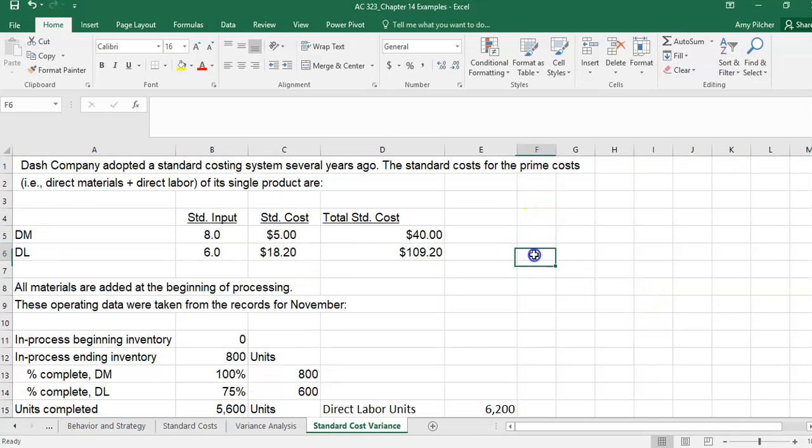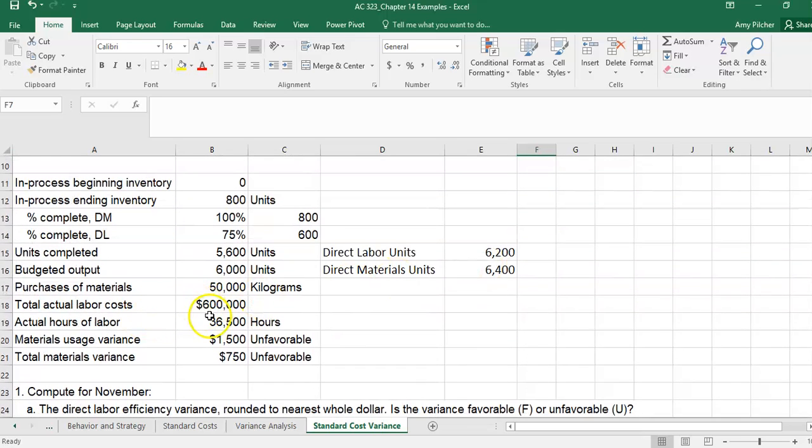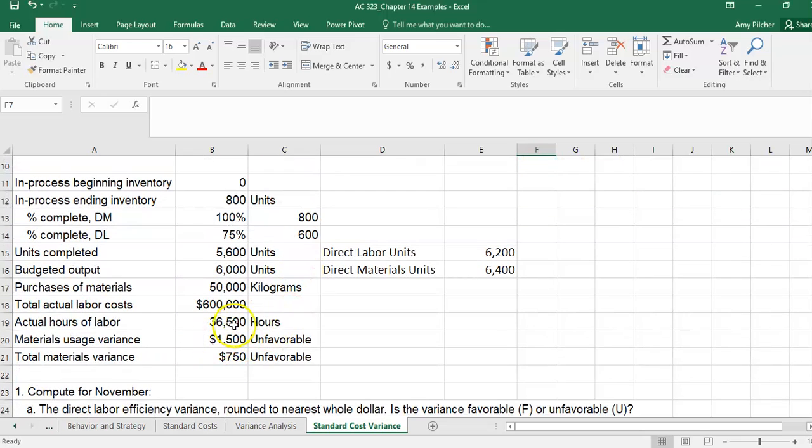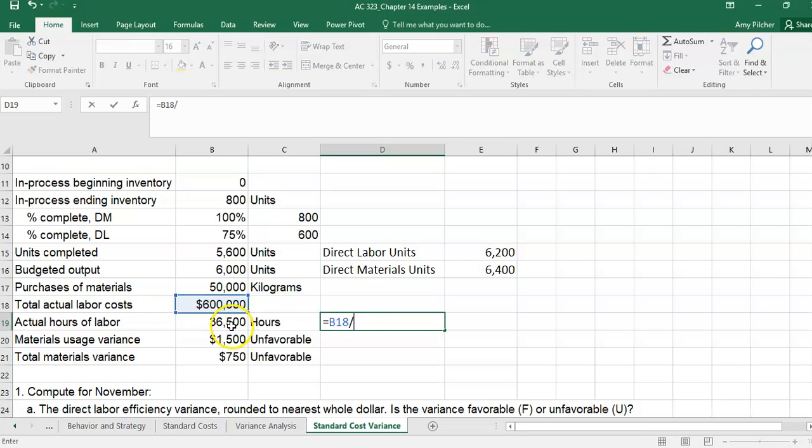So first, let's look at our direct labor rate variance. Our direct labor rate variance is our actual price minus our standard price, times our actual quantity. So one of the first things that we have to do is figure out what we actually paid for direct labor hours. So we see that our standard cost is $18.20. So we had total cost of $6,000 and actual labor hours of 36,500 hours. So we take that actual labor cost divided by our actual number of labor hours, and that gives us how much we paid per direct labor hour.